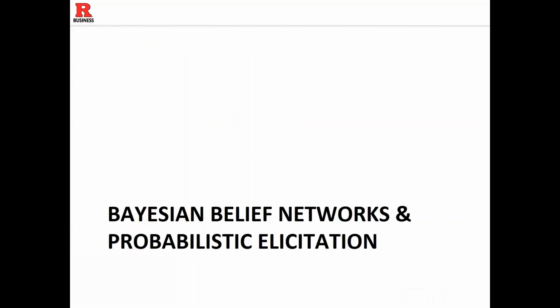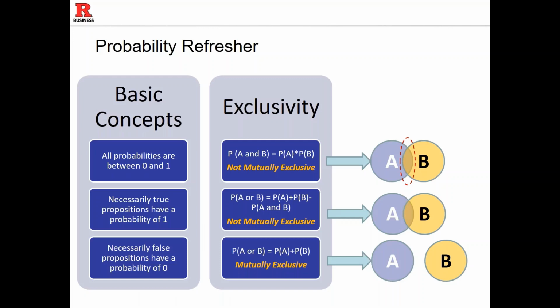So we're going to take a step out of the weeds, because I know I've mentioned quite a few terms that might seem foreign to some of you, but we're going to get a little more into some of the nitty-gritty of Bayesian belief networks and probabilistic elicitation. This will help shed some light and lay some of the groundwork for what's to come.